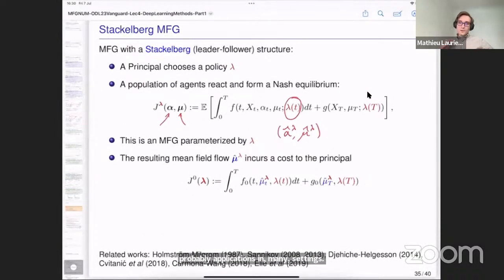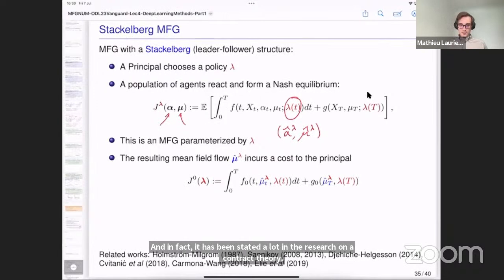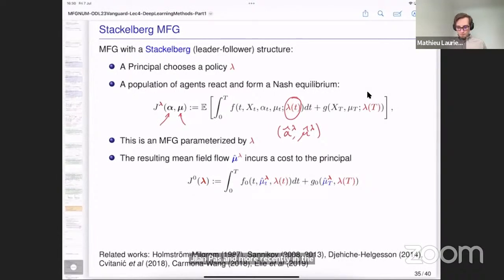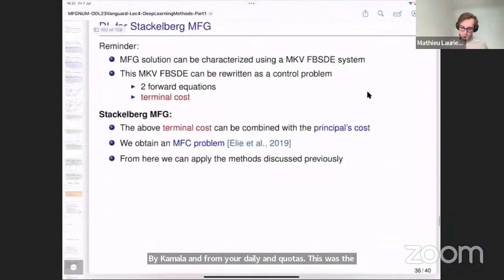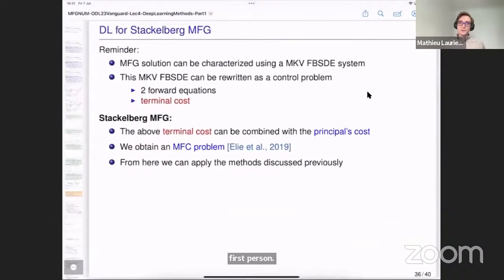And Stackelberg games without mean field are not new. In fact, it has been studied a lot in the literature on contract theory, in particular by Sannikov and Zviternich and Dylan Posamai and co-authors, and more recently in the context of mean field games by Carmona, Wang and Romuald Daly and co-authors. These were the first papers, and since then there are more and more papers on this topic. So what is the idea? What is the connection with what I presented before?